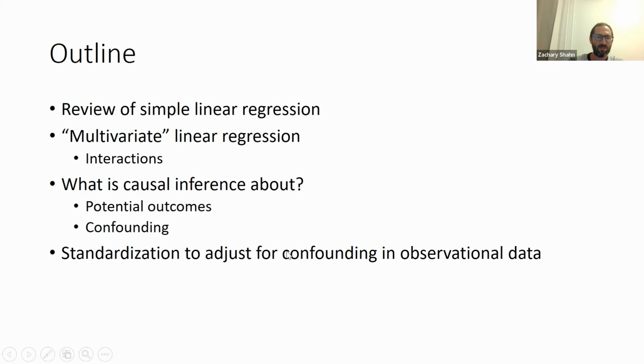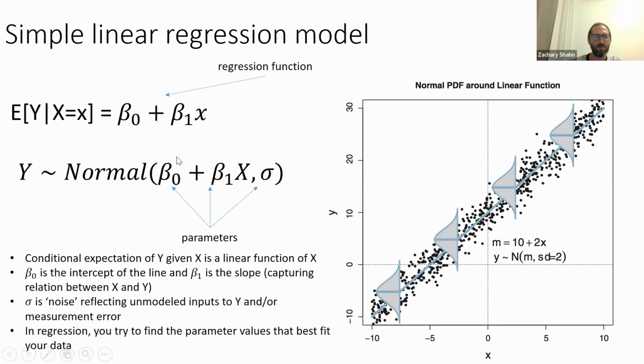And then talking about how to use multivariate linear regression to do something called standardization so that you could estimate causal effects. So first, let's start with a review of simple linear regression models. So a simple linear regression model is a model of the distribution of y given x. And it has three parameters, B0, B1, and sigma. And any given values for those three parameters define a different distribution of y given x.